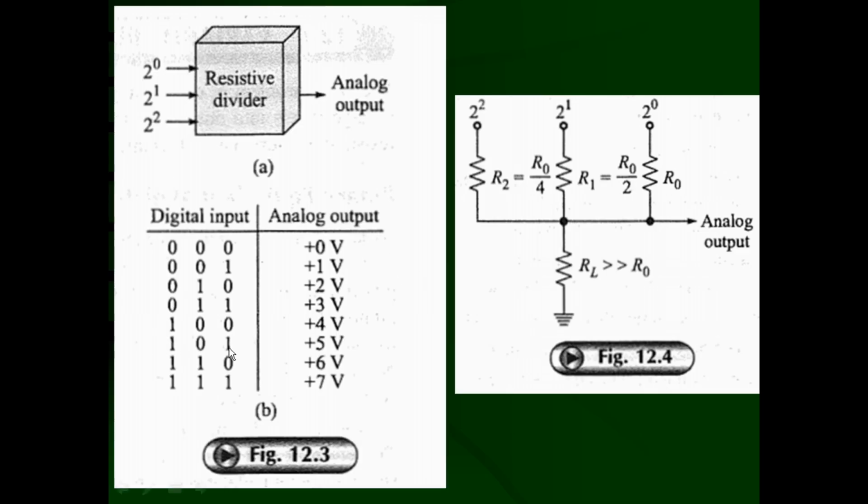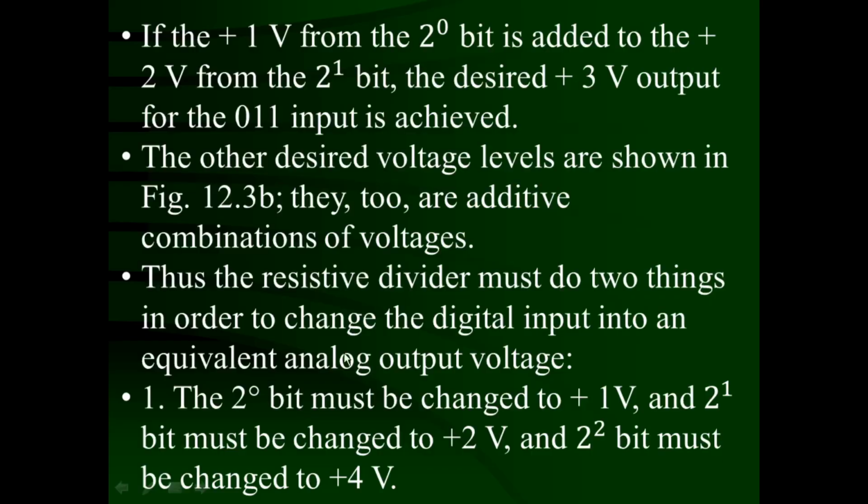Suppose you want to find out the voltage corresponding to this one. There are two signals: 100 will provide 4 volt and 001 will provide 1 volt, so 101 will provide plus 5 volt. Here, this one will provide plus 4 volt and this one will provide 2 volt, so it is going to be 6 volt. Similarly here each one will provide a voltage: this will provide 4 volt, this will contribute 2 volt and this will contribute 1 volt, so it is going to be 7 volt.